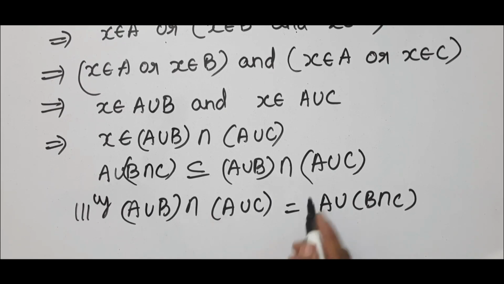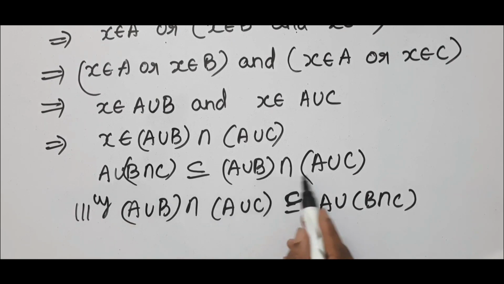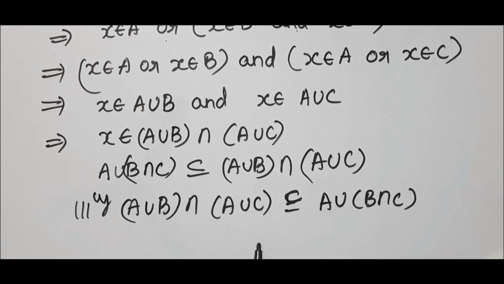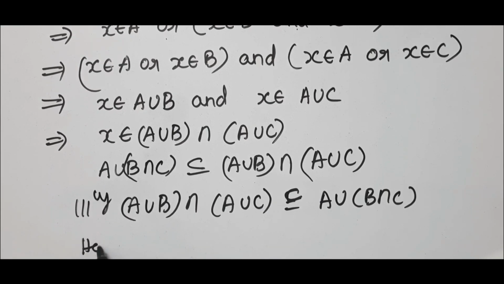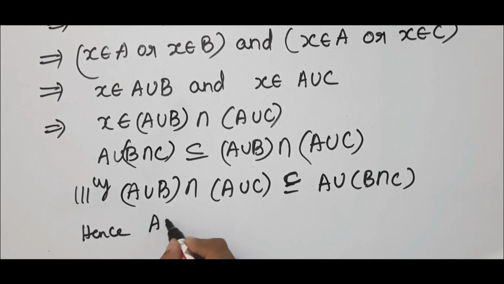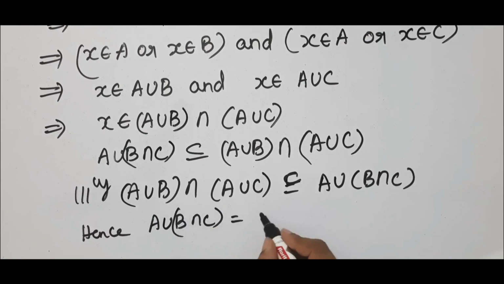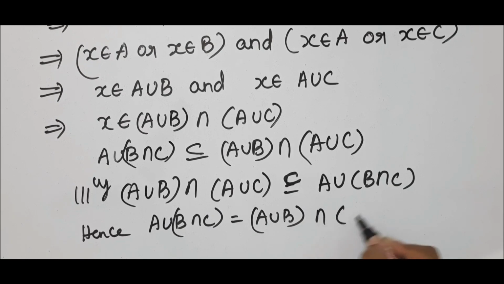When A union (B intersection C) is a subset of (A union B) intersection (A union C), and when (A union B) intersection (A union C) is a subset of A union (B intersection C), we can say that both are equal, is it not? Hence, A union (B intersection C) is equal to (A union B) intersection (A union C).